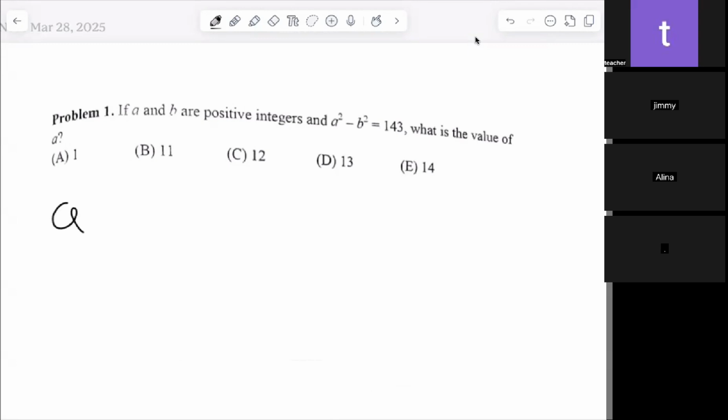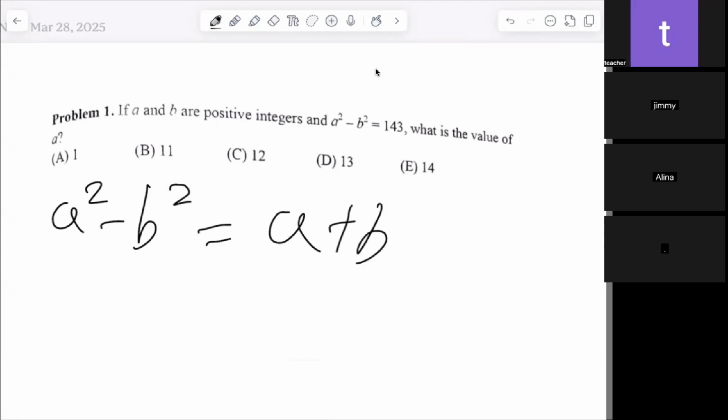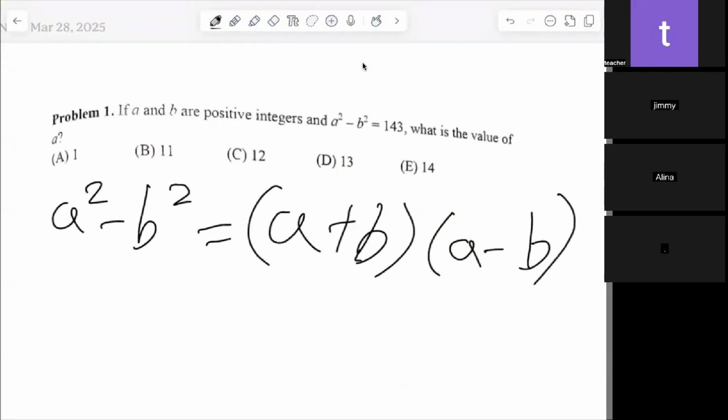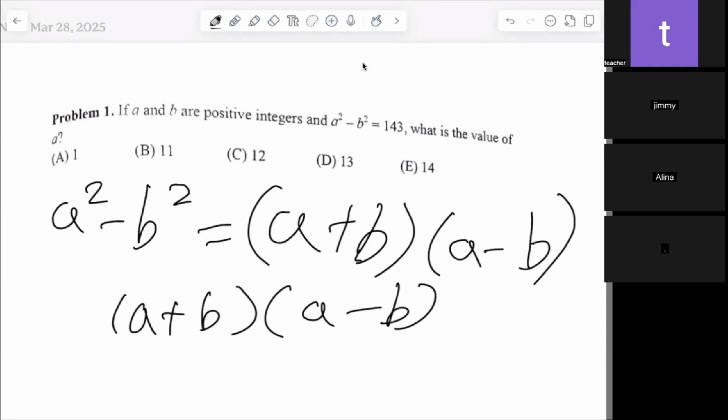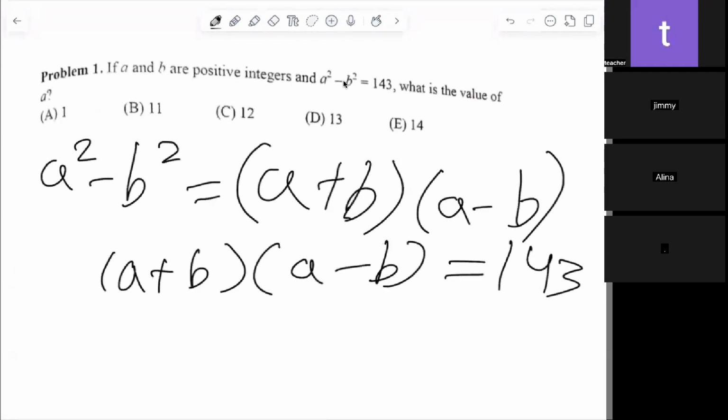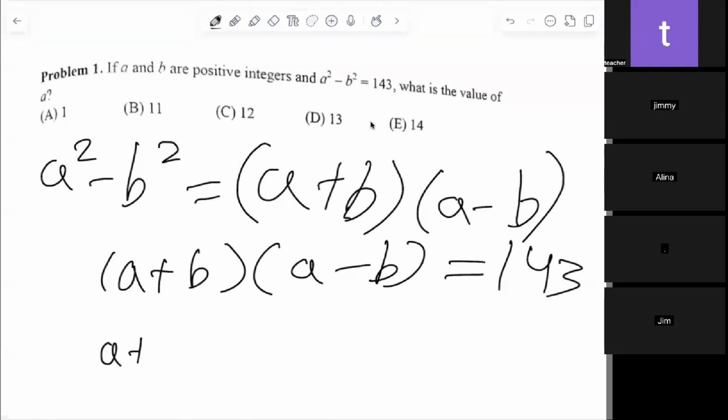That a squared minus b squared is equal to a plus b times a minus b. Now, in this case, we can write it as a plus b times a minus b, which is equal to 143. And since 143 can be written as 11 times 13, we can let a plus b equal 13, because a and b are positive integers.